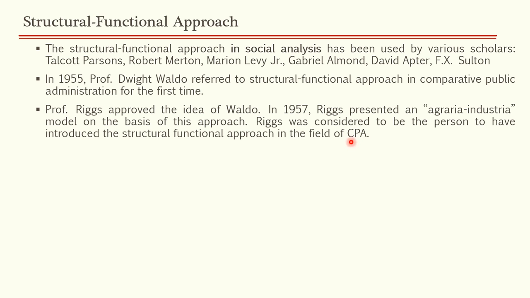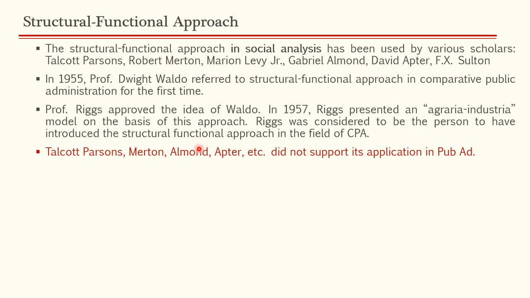So Dwight Waldo gave the idea, he just referred to this approach for comparative public administration. What Fred Riggs did, he gave a model, he actually implemented this in comparative public administration. So he is the person who introduced this approach to comparative public administration, and in 1957 he gave one agraria-industria model. We'll learn about this when we learn about Riggs, do not worry about this. This model was based on the structural functional approach. He studied some structures, he studied some functions, and he came up with this model, agraria-industria model. So we'll study about that later on.